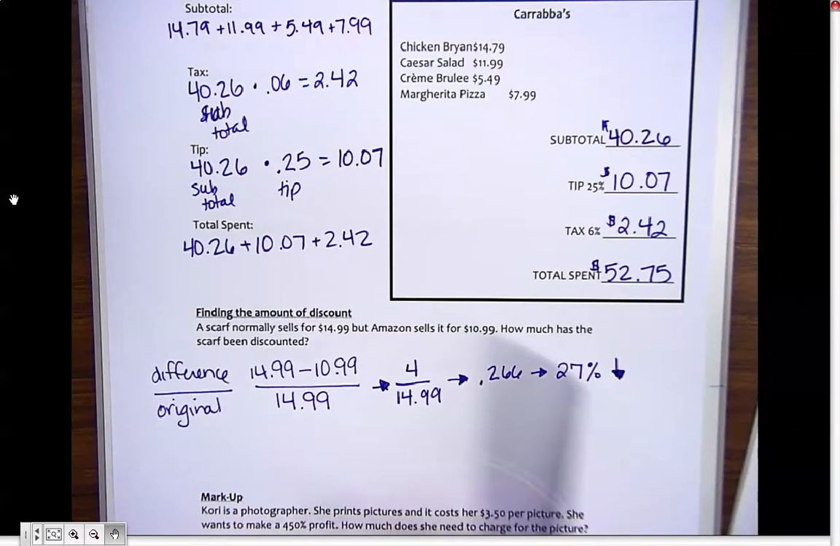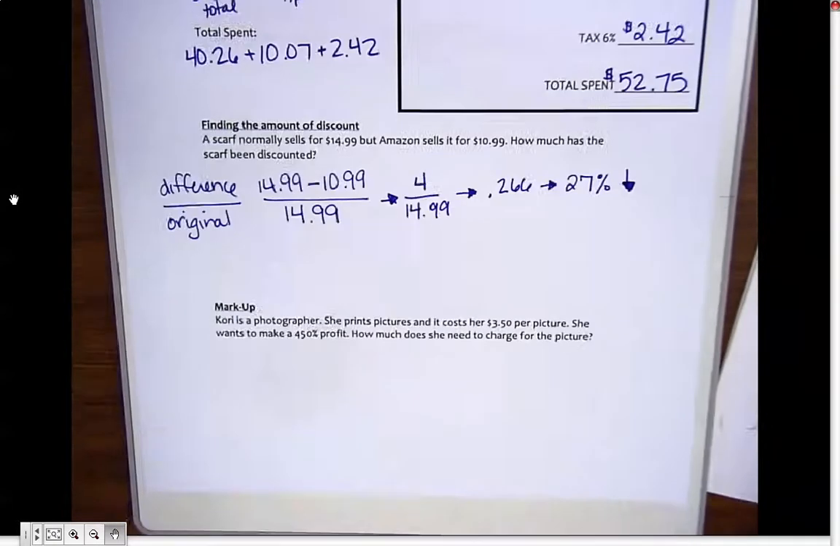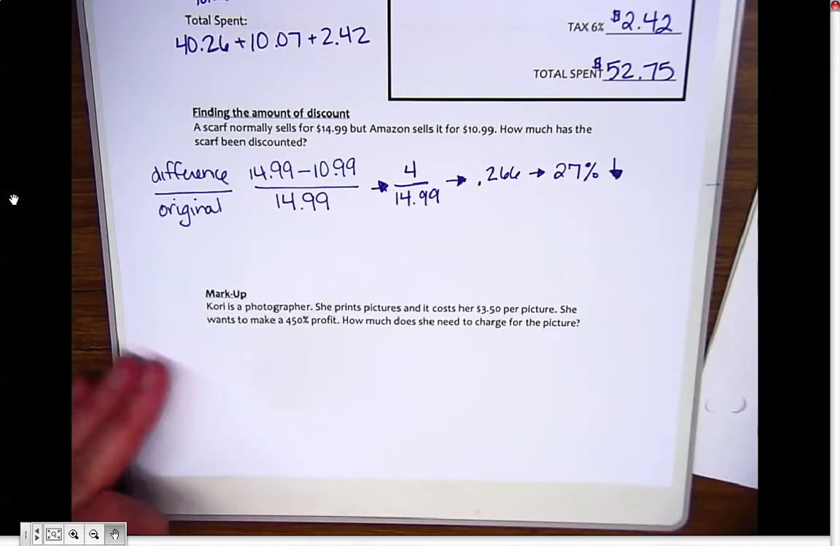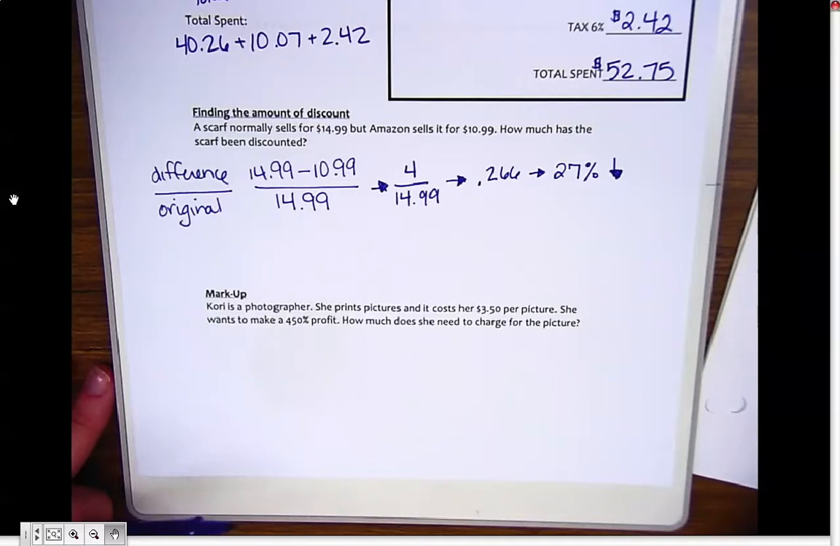So using this same strategy, we can now look at this next problem, which is about a markup. For this one, we're going to look at using a slightly different strategy. The other strategies that we use will work as well, but I would like to look at using a ratio table for this problem. Corey is a photographer.